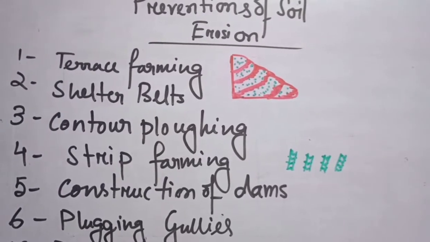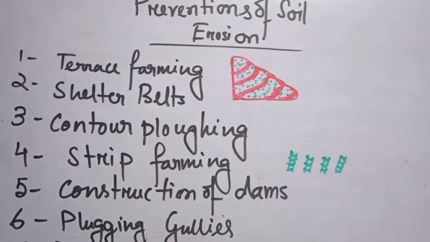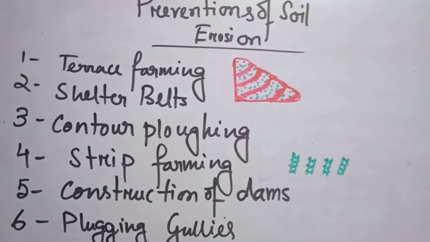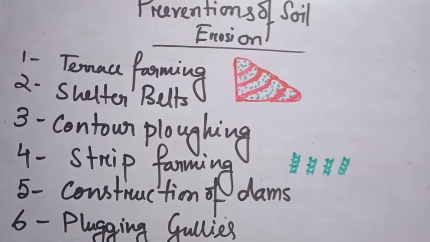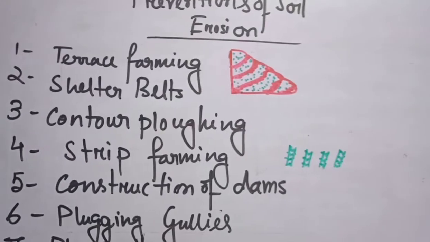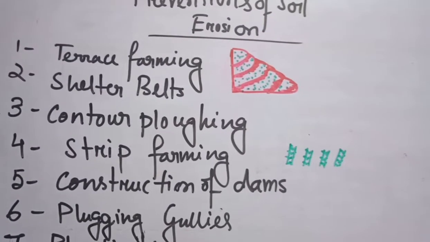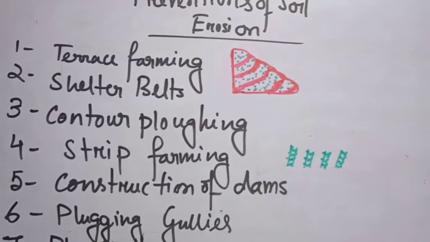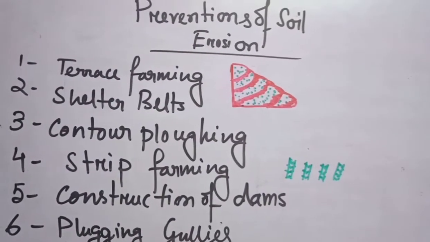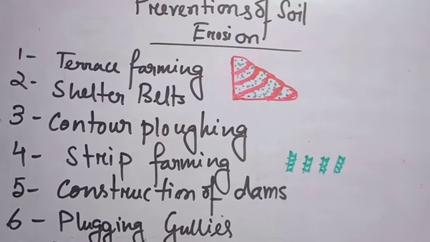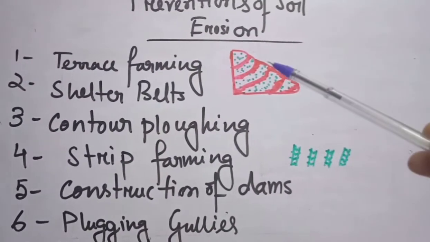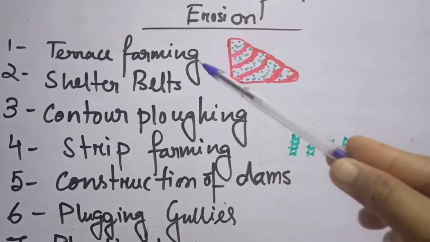And one more thing: when soil erosion happens again and again, it can also frequently cause droughts and floods in different parts of India, and also landslides. So students, to be free from all these kinds of natural disasters, we can prevent soil erosion by these different methods. First I have written terrace farming.